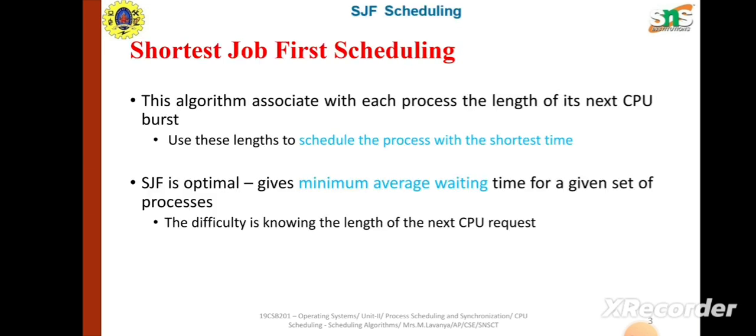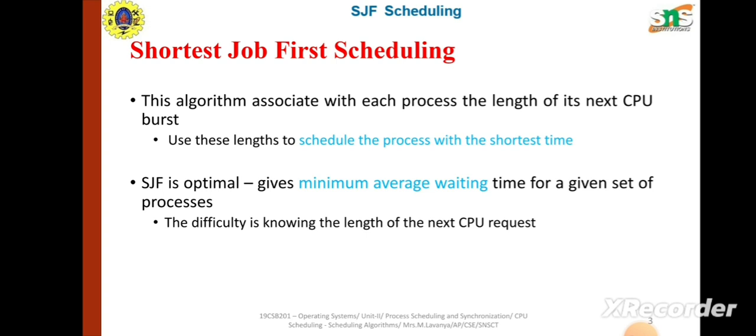SJF scheduling algorithm stands for shortest job first scheduling. As per the name, the process which are arriving in the queue and which has the minimal burst time will be allocated for the execution in the CPU. This is known as SJF scheduling algorithm.